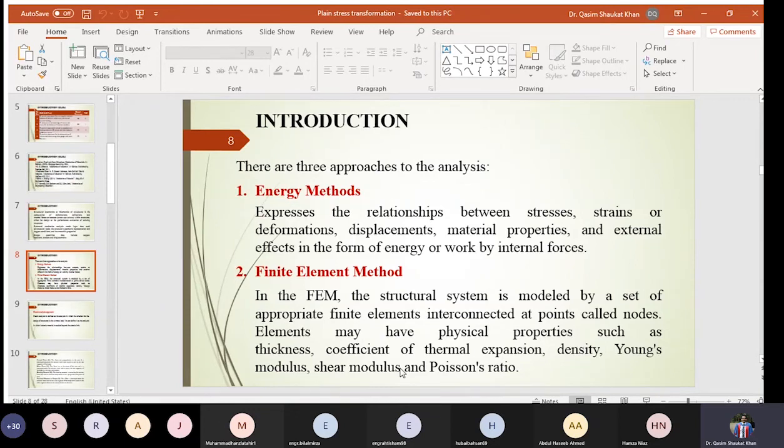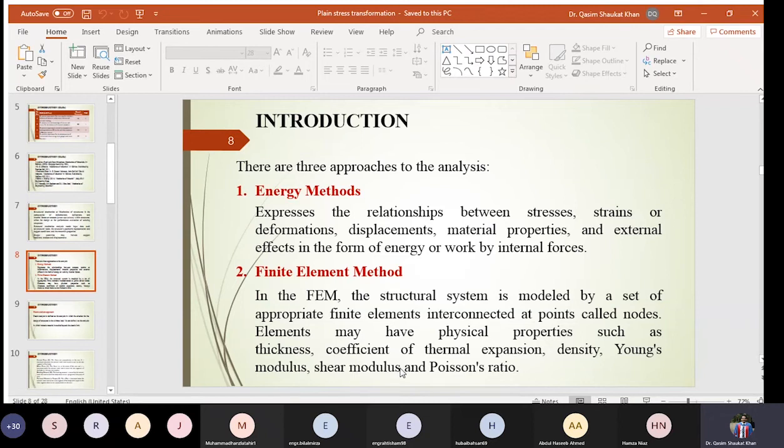Now, when I say stress, stress is force per unit area. So let's say if you have a beam and you apply the load. With increasing applied load, the cross-sectional area is constant. So what will happen? Your axial stresses will increase. So stress is force per unit area, and with increasing force, your stresses will increase.